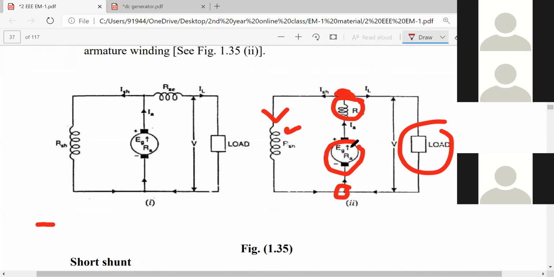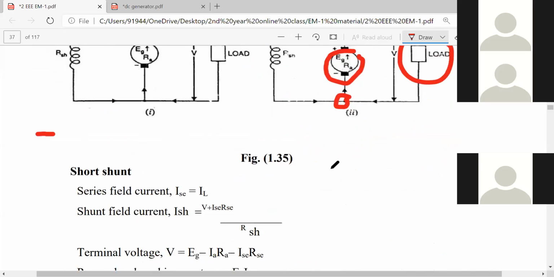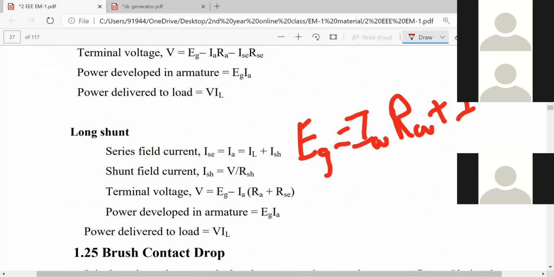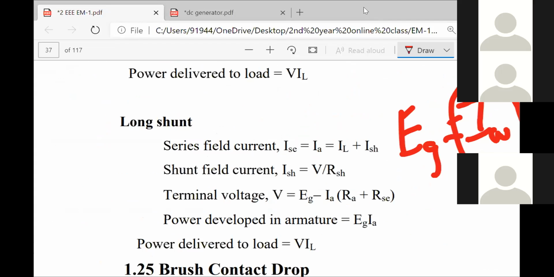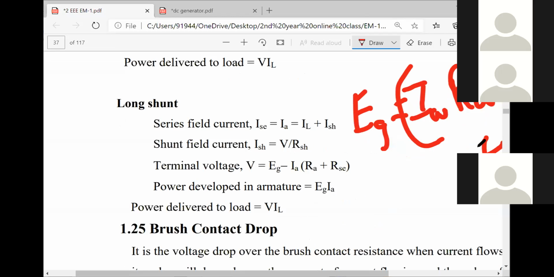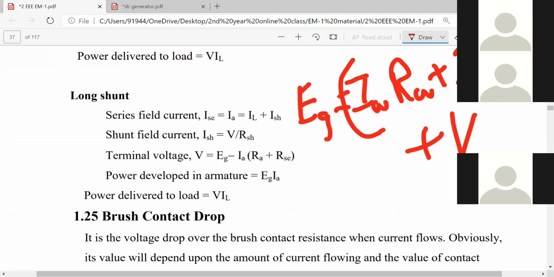plus series drop, because series winding here. ఇక్కడ generate అయింది, కొంత ఇక్కడ drop అవుతుంది, కొంత series circuit లో drop. Series, that means Isc series current and series resistance, plus voltage drop across the load. So from this V equal to Eg minus IaRa plus the total amount, so IaRa plus IscRs.